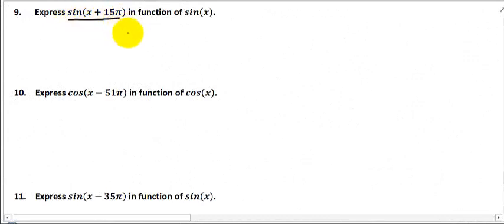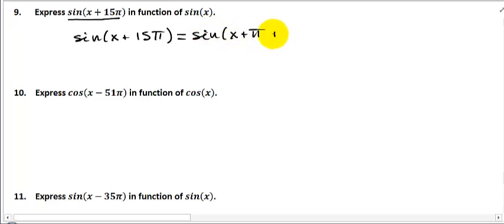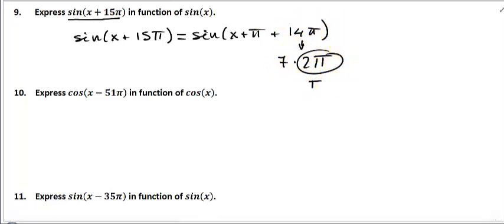Okay, what's going on right here? You have to express sine of x plus 15 pi in function of sine x. So here's what I'm going to do. I'm going to take x plus 15 pi and get rid of my multiples of 2 pi. This is the same as sine of x plus pi plus 14 pi. Now 14 pi is 7 times 2 pi. But this is a period, right? So basically, you can just get rid of it. The output will be the same. So this is just sine of x plus pi.